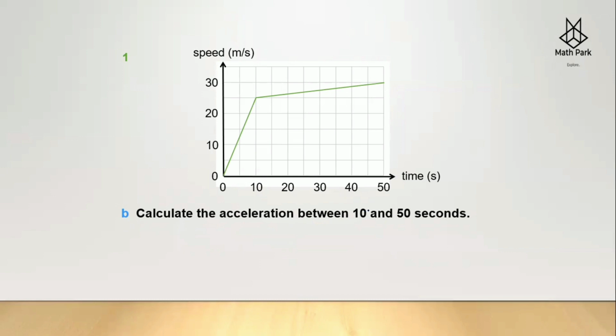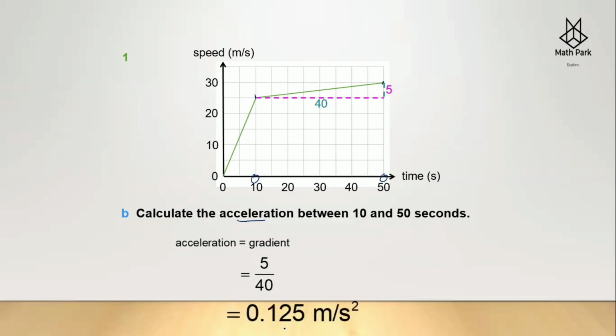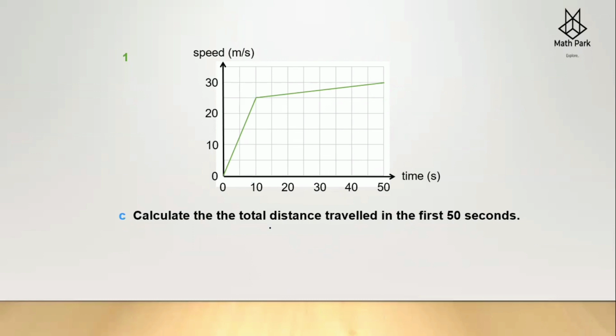Calculate the acceleration between 10 and 50 seconds. So from 10 seconds to 50 seconds, this is the distance that is being traveled. So we find the slope here. Since the acceleration is asked, the gradient is nothing but the acceleration. So vertical distance here is 5 and the horizontal distance is 40, and 5 by 40 is 0.125 meter per second square, which is the acceleration between 10 and 50 seconds. Got it? The C part of this question, calculate the total distance traveled in first 50 seconds.